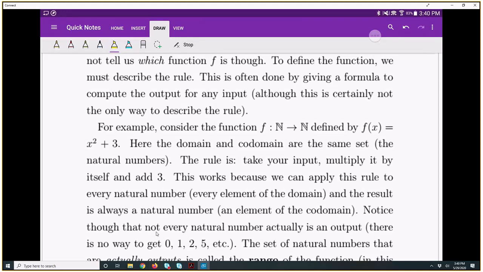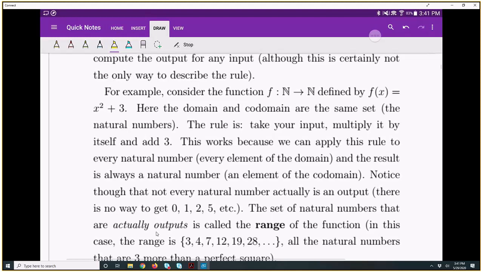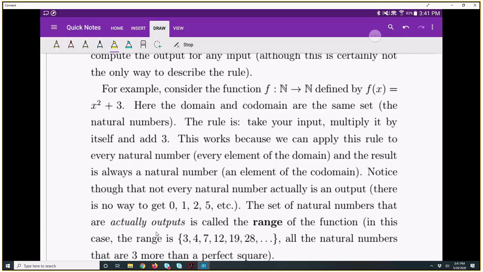We want to note that the domain here is the set of natural numbers only, whereas in your algebra class you probably would have taken the domain to be the set of real numbers. But since this is a discrete mathematics class, we'll focus on objects like the natural numbers. You'll also notice here that the domain and the codomain are the same set. So the rule of the function is to take an input, an element from the set of natural numbers, multiply it by itself, and then add 3.